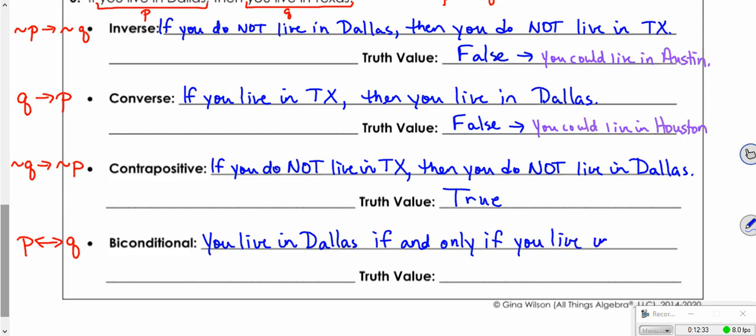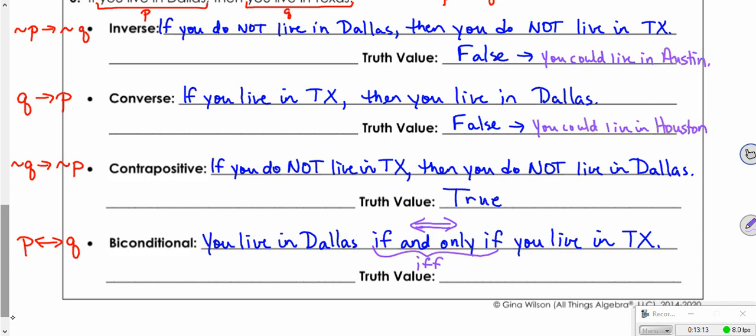Now, a shortcut for writing if and only if is IFF. The higher levels of math you get, the more symbols and shortcuts you find. Mathematicians do not like to write. So if and only if is usually abbreviated with IFF, and it's essentially a double barred arrow. You live in Dallas if and only if you live in Texas.